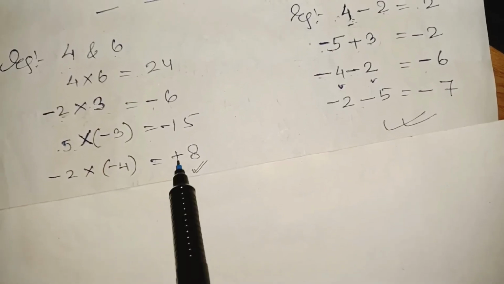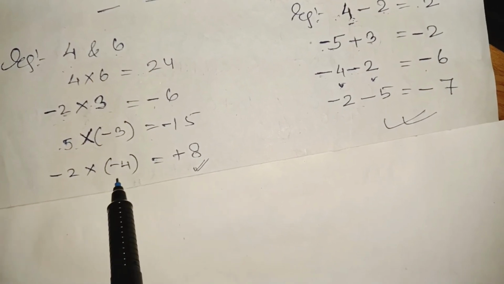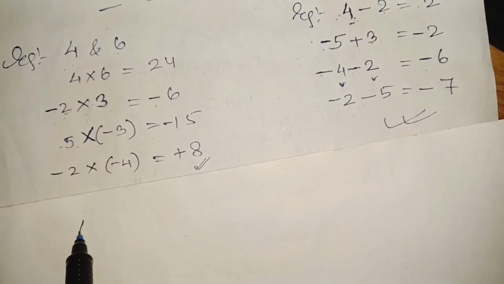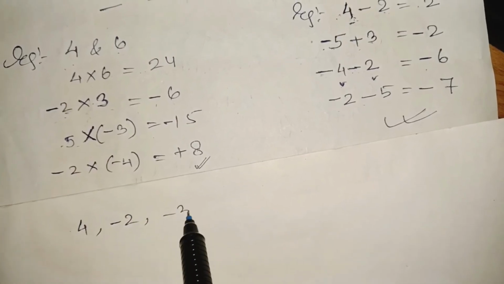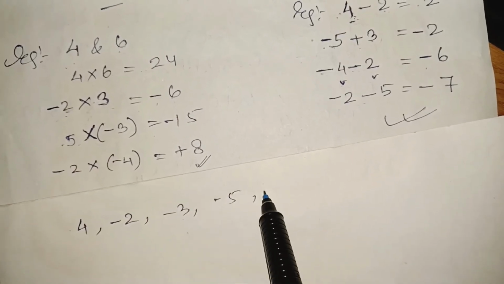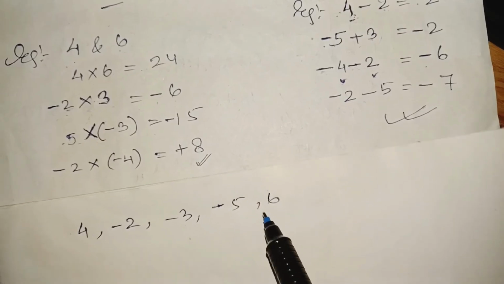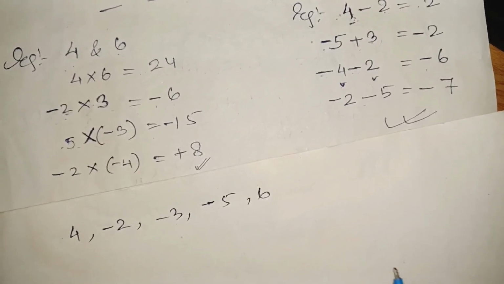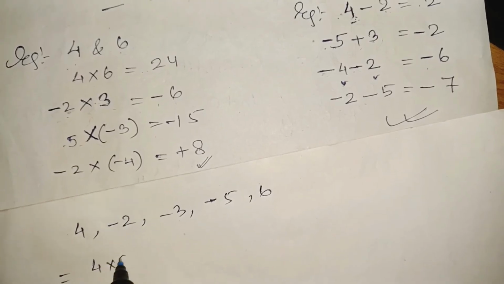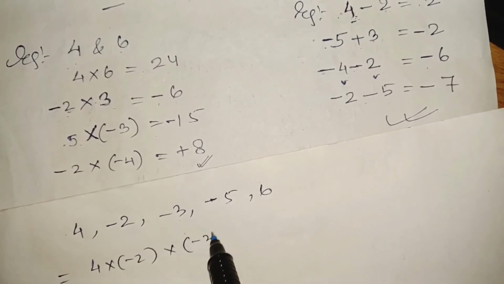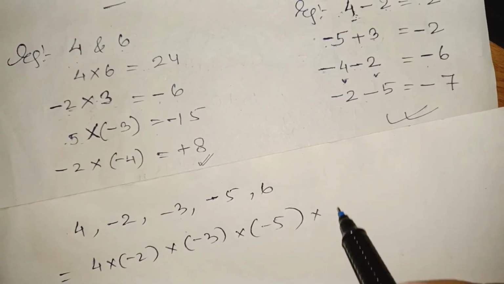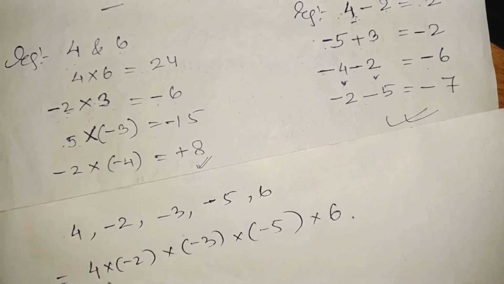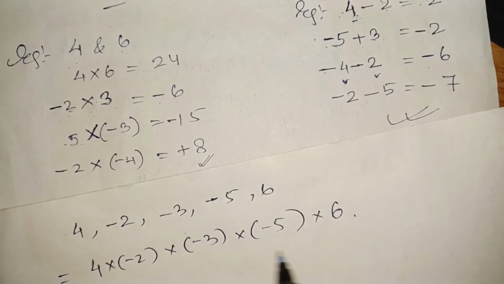Next, we have seen the multiplication of two numbers. What if there are more than two numbers? For example, if we have 4, -2, -3, -5, then 6. If we have this many numbers, how will you decide the sign of the end result? Say 4 into -2 into -3 into -5 into 6. We have 5 numbers here.